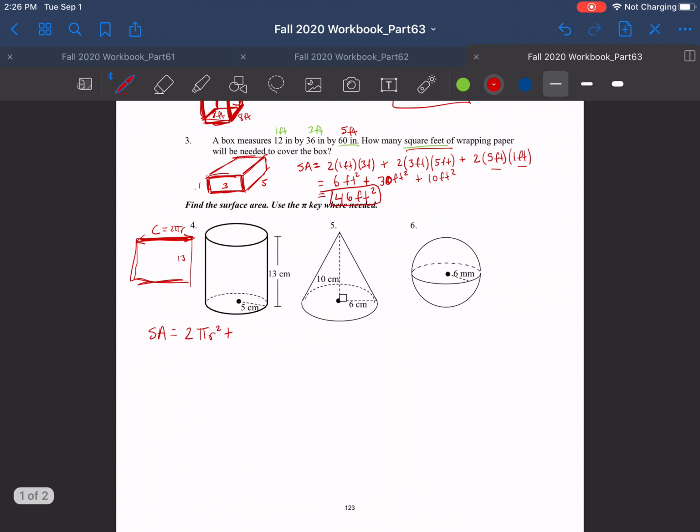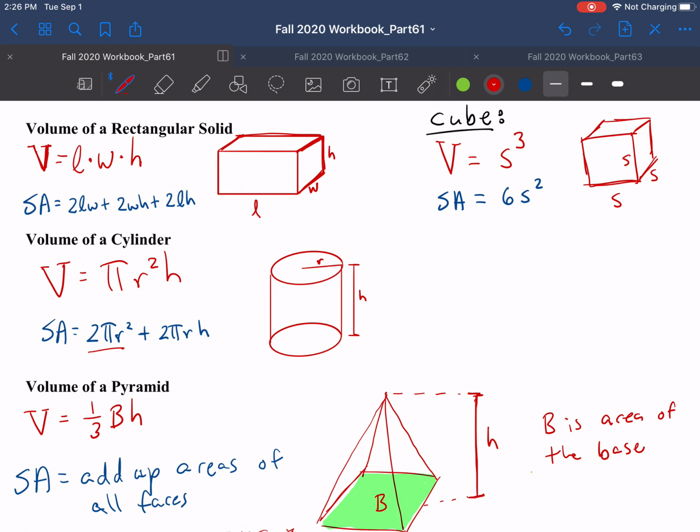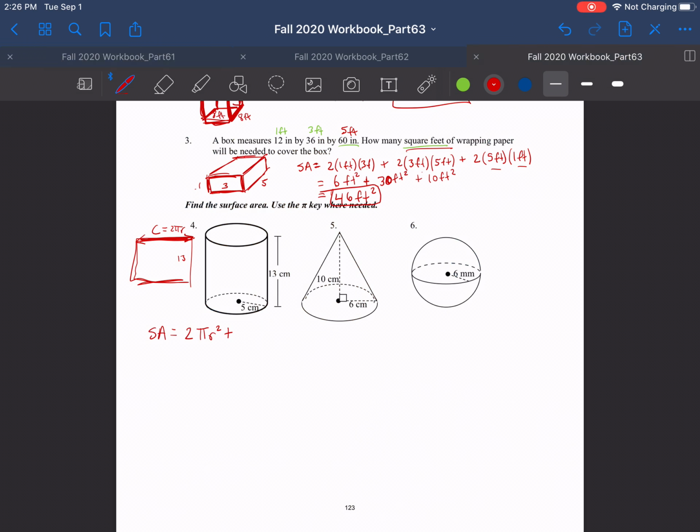And if you go back to our equations for this, that's what we end up with. 2 pi r squared is the area of the top and the bottom, and then 2 pi r is the circumference times the height for the area of the outer sleeve. So 2 pi r squared plus 2 pi r h. And so this will give us 2 pi times 5 centimeters squared plus 2 pi times 5 centimeters times our height of 13 centimeters. Okay?